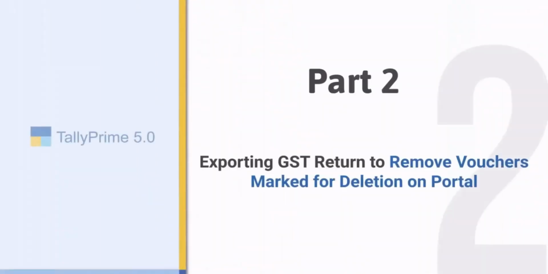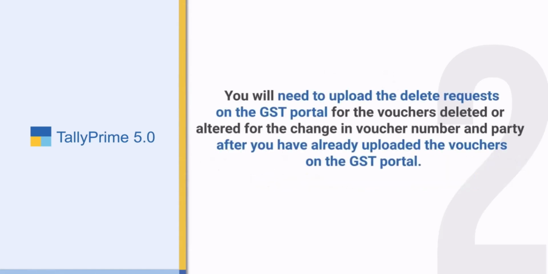Let's see how to export the GST return with the delete requests so that there are no vouchers in the marked for deletion on portal section. When a voucher is exported and also uploaded on the GST portal and then altered, there will be delete requests under the marked for deletion on portal section. In such a case, you need to upload the delete requests on the GST portal. Let's export the vouchers with the delete request.